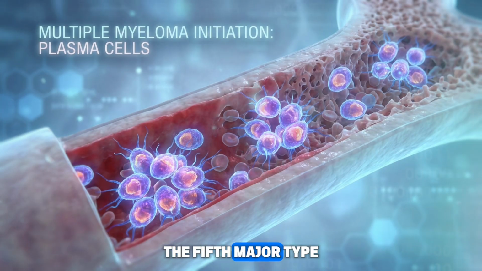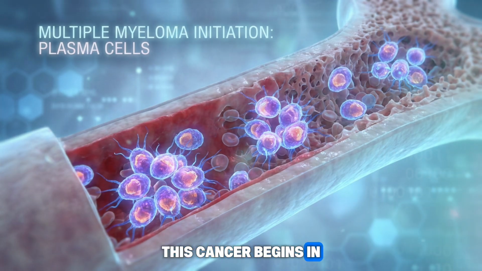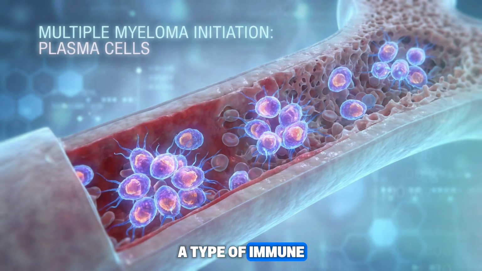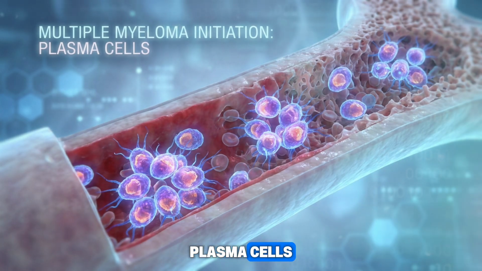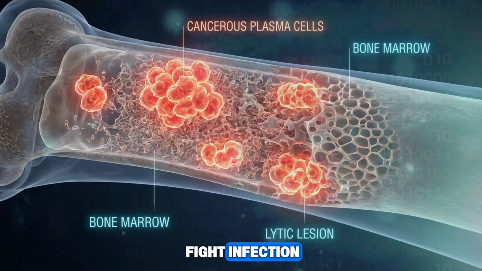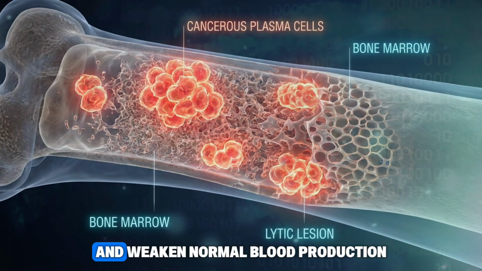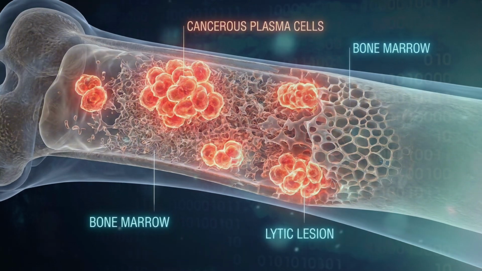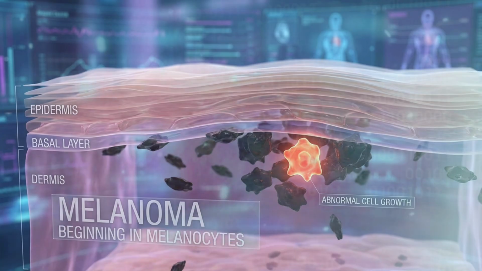The fifth major type is multiple myeloma. This cancer begins in plasma cells, a type of immune cell found in bone marrow. Plasma cells normally make antibodies to fight infection, but cancerous plasma cells can damage bone marrow and weaken normal blood production. Another important cancer type is melanoma.